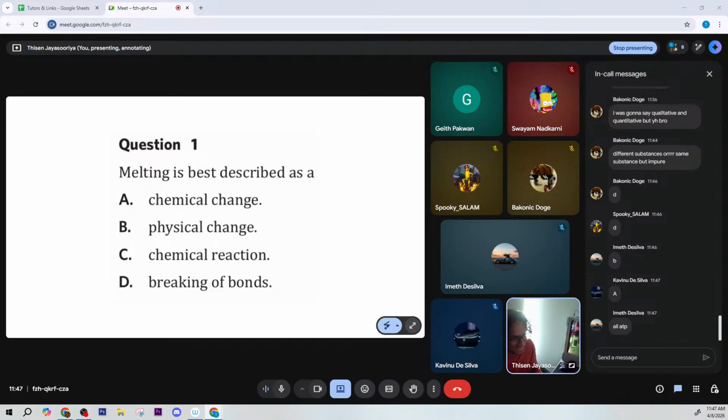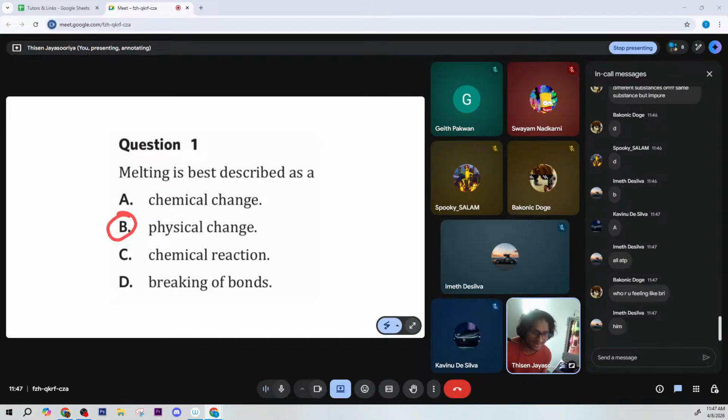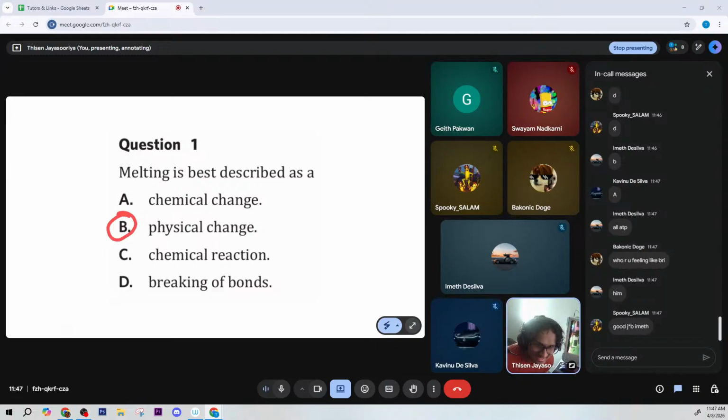So, the answer here is B. Melting and boiling are both physical changes, yeah? A chemical change requires a chemical reaction to occur. That's just a baseline thing, yeah? So here, chemical change and chemical reaction could basically be the same thing. And breaking of bonds, yeah?